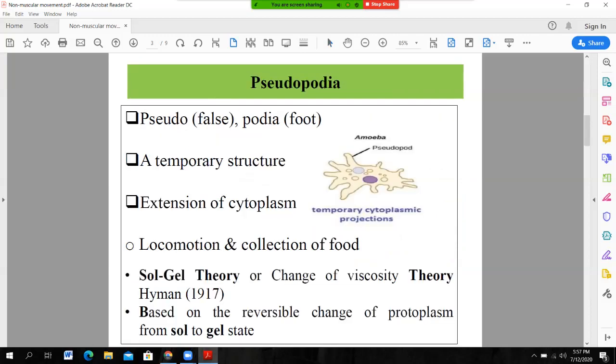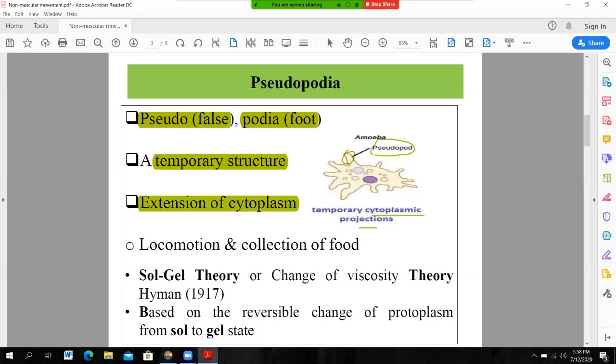As you know, pseudopodia is a Greek word. Pseudo means false and podia means foot, false foot. Pseudopodia is actually a temporary cytoplasmic projection, a temporary extension of the cytoplasm. The main function of the pseudopodia is to provide locomotion. Second, they also play an important role in the collection of food.